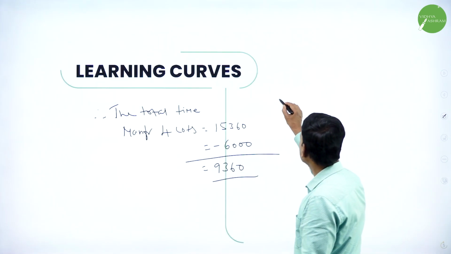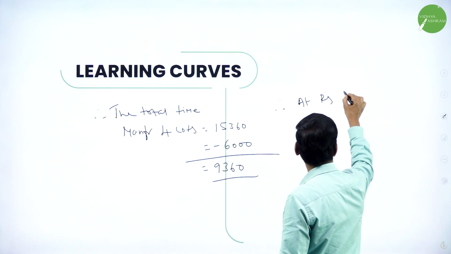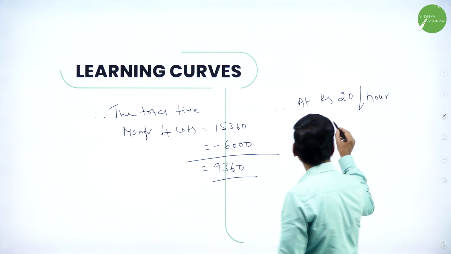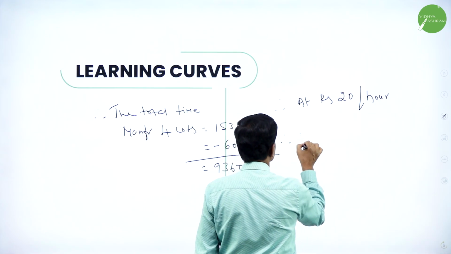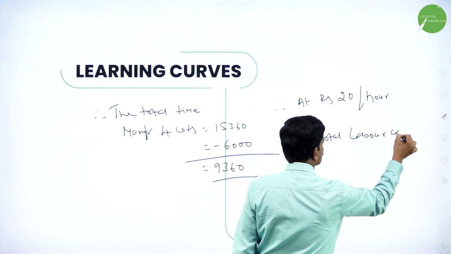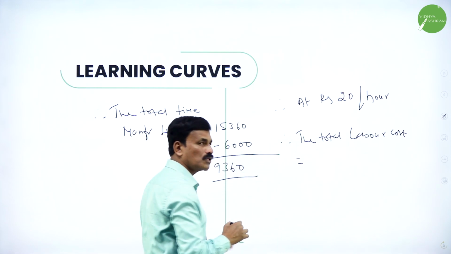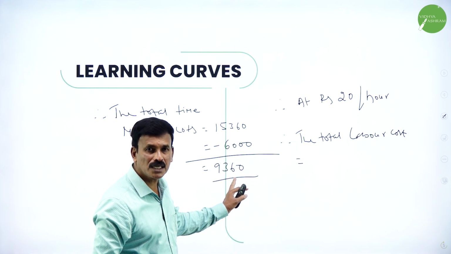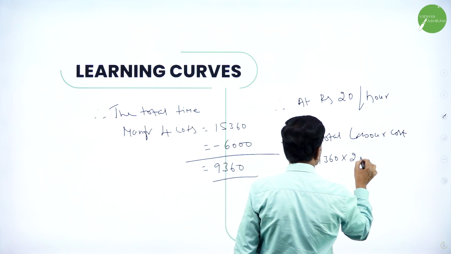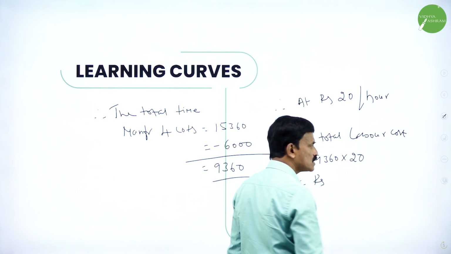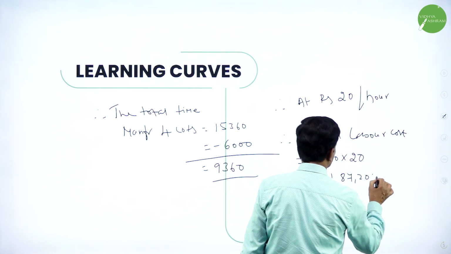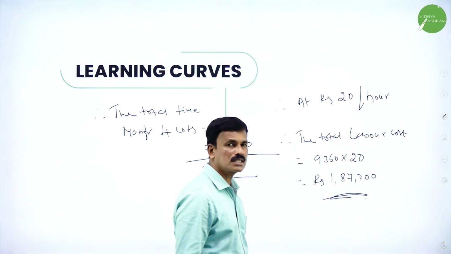So, therefore, at rupees 20 per hour, the total labor cost is equal to 9,360 into 20. So, that is 9,360 into 20. That's equal to rupees 1,87,200. This is the total labor cost. That's it. Hope you followed.